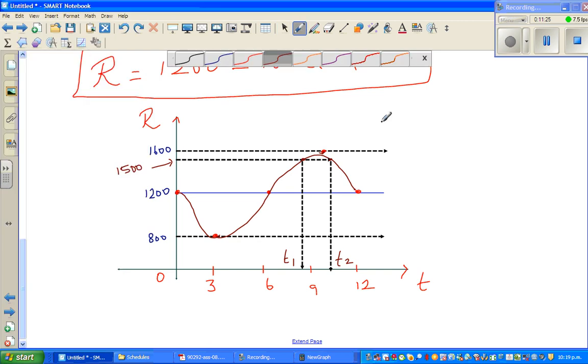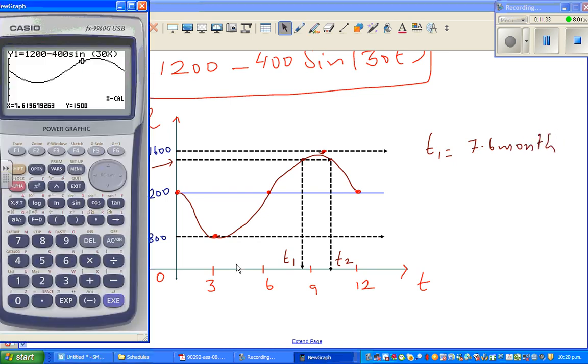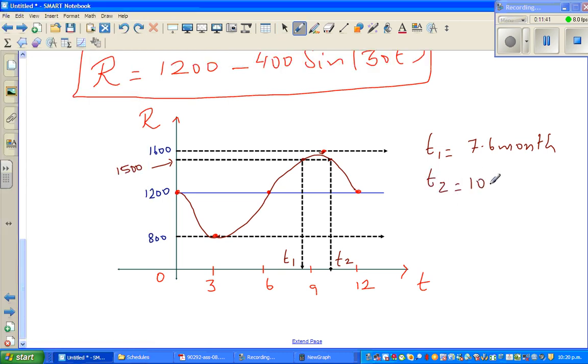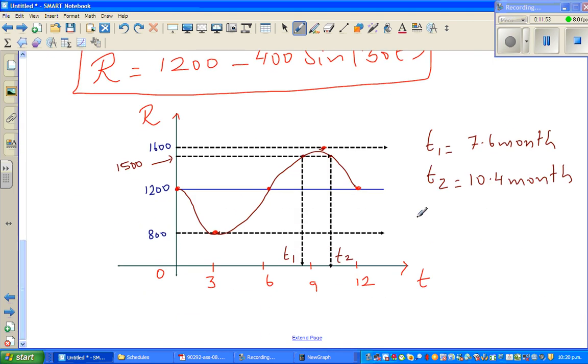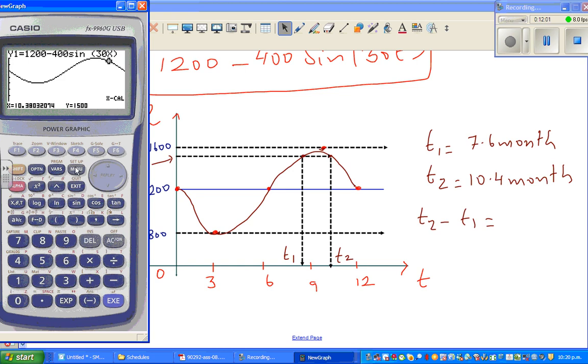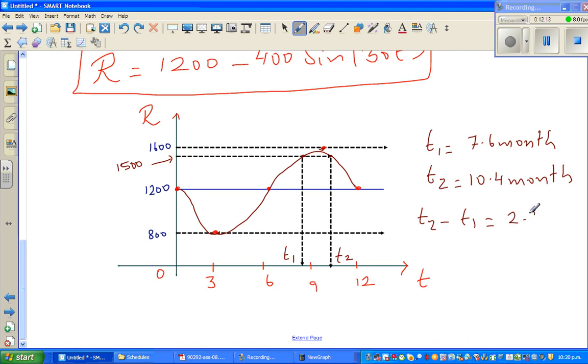So T1 is 7.6 months. And T2, if you scroll, is 10.4 months. So the question is, in how many months is it? For how long during the year? Your answer is T2 minus T1, which is 10.4 minus 7.6. So for 2.8 months the number of rabbits was more than 1500. Hopefully this video has been helpful. See you in the next video.